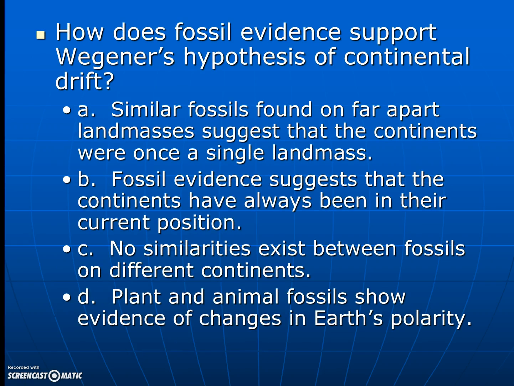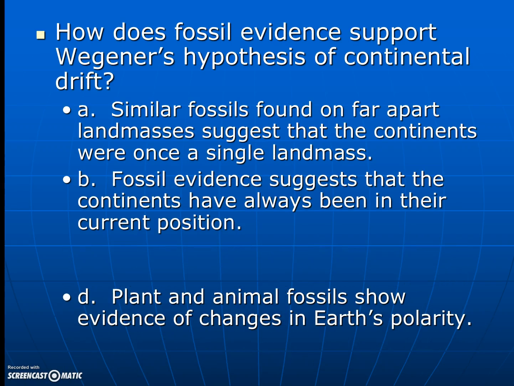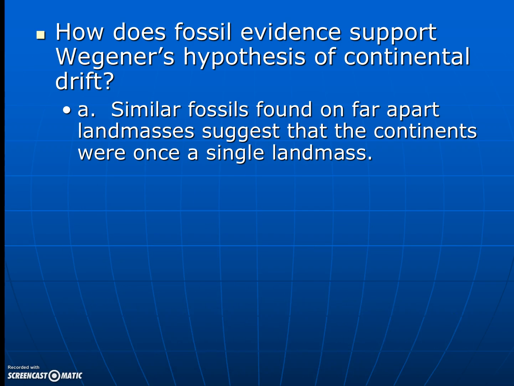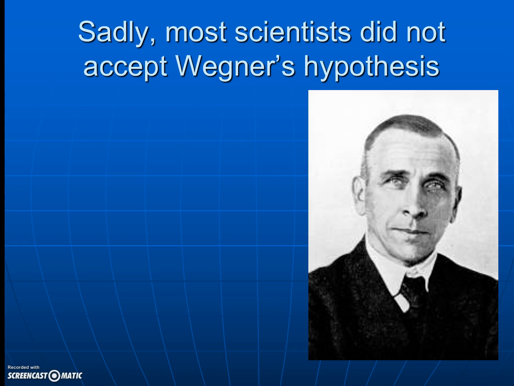How does fossil evidence support Wegener's theory or hypothesis of continental drift? So read those very quickly. Alright, it's not C, it's not B, it's not D, but similar fossils found on far apart landmasses suggest that the continents were once a single landmass, which of course we know is called Pangea.